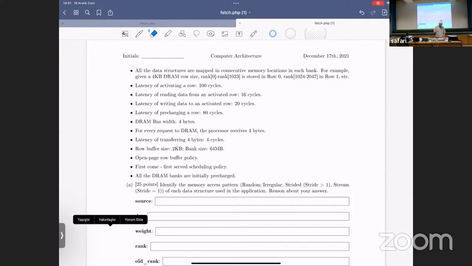The row buffer size is 2 kilobytes, with each bank size being 64 megabytes. The bank size here doesn't matter. It's extremely big, so that we don't have any issues with data that do not fit in the banks. We have an open page row buffer policy. Can someone remind me what the open page row buffer policy is? Or I can describe it. The open page row buffer policy means that whenever we activate a row, we do not close it. The memory controller does not precharge it. It's left open, because we may have some locality from the next access, and we might hit in the row when we access the next row. We have a first come, first serve scheduling policy, and all the DRAM banks are initially precharged.